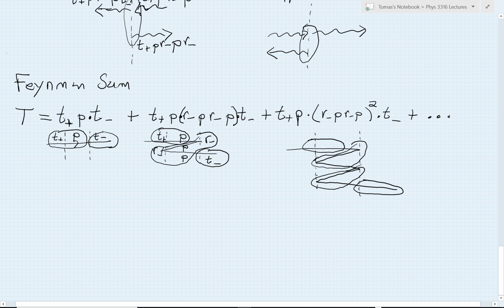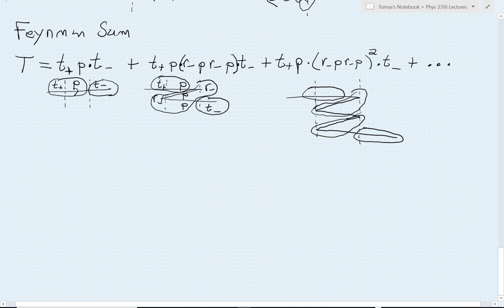So what you see we have is literally just a simple geometric series. And we recall the formula for a geometric series. The final value is the first term, which you could always factor out, T plus P times a T minus. And then divided by then the infinite series, which always sums to 1 minus the repeated power, and that coefficient that gets repeated is this ricochet factor, R minus P times R minus P.